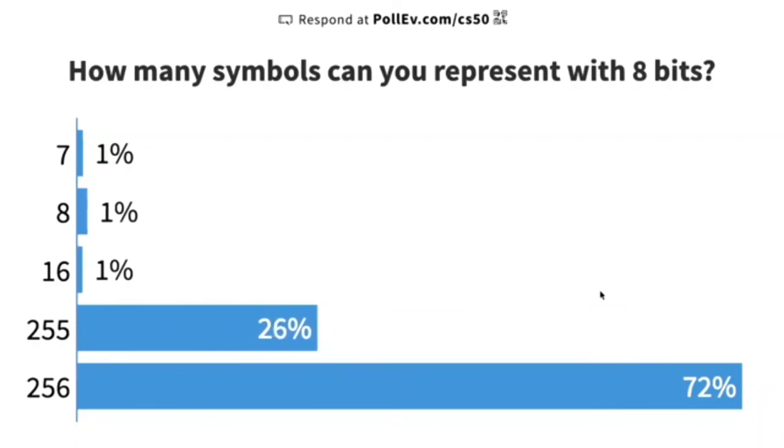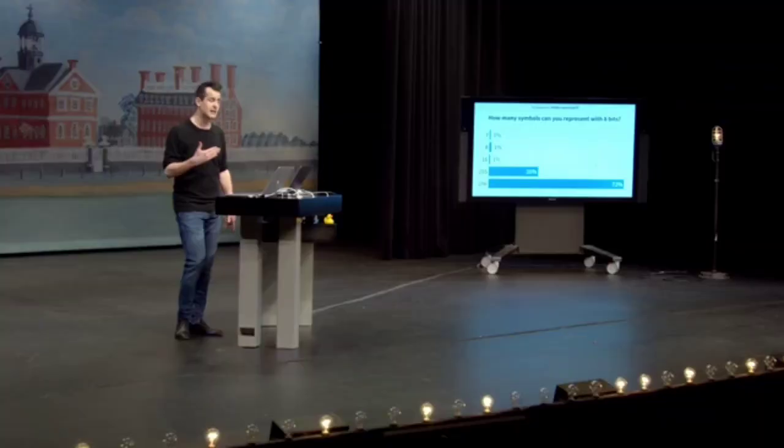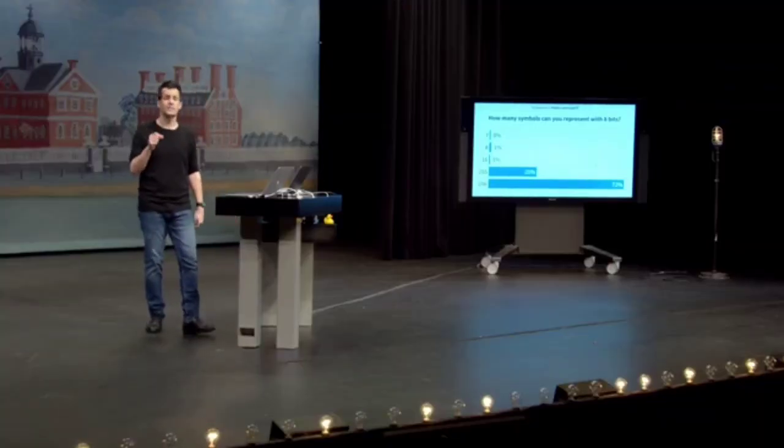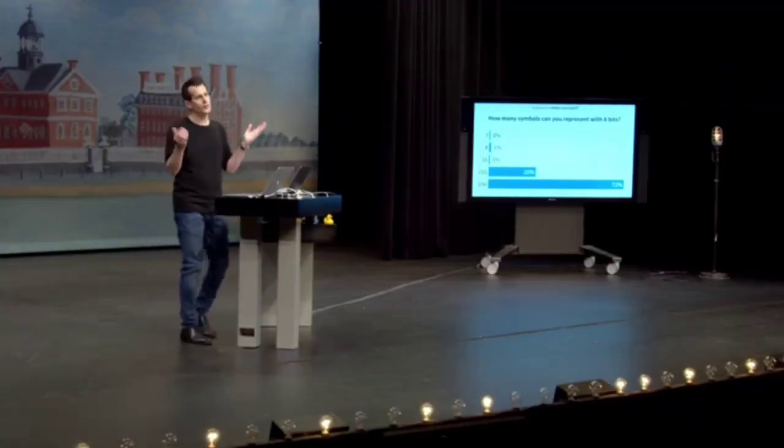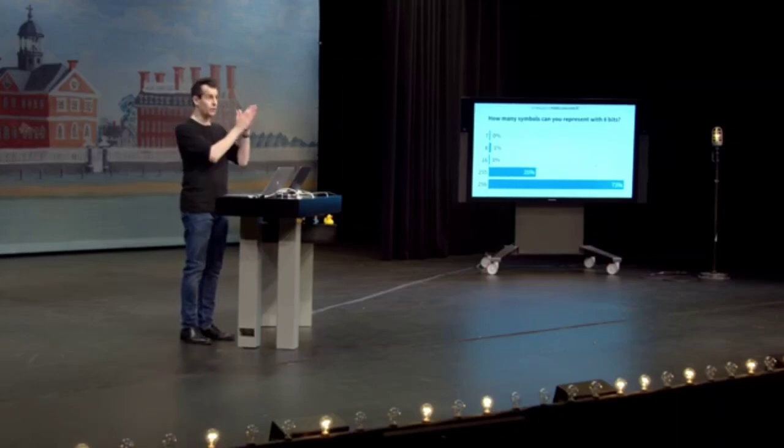Well, it looks like 72% or so of you think that the answer is 256. And it is indeed the case that you can represent 256 possibilities. Why? You can actually do out the math. If you've got 8 bits, each of which can be a 0 or a 1, that means you have 2 possibilities for the first, times 2 possibilities for the second, times 2, times 2, times 2. That happens to be 2 to the 8th, or 256. It's fine if that's not immediately obvious, but if you do have 8 bits, each of which can be one of 2 values, you can come up with 256 possibilities.